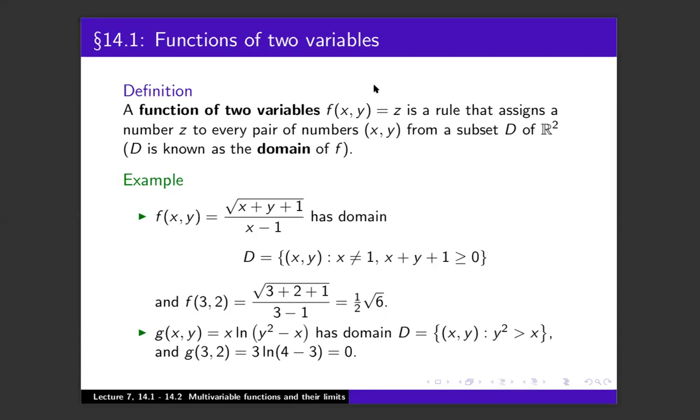You can look at f(x, y) defined by the square root of x plus y plus 1, over x minus 1. Let's think about what the domain of that is. Clearly x can't be 1, because if x were 1, we would have this issue with x minus 1 in the denominator.